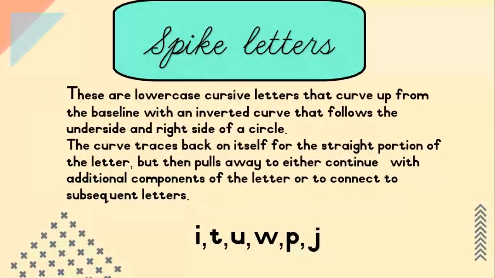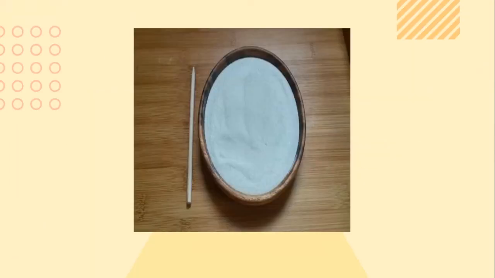Next we have the spike letters. So these are the lowercase letters that curve up from the baseline with that inverted curve that you've already taught them. So this is I, T, U, W, P, and a J. This is really nice to use in a sand tray, so you can get them to copy the letters in a sand tray. This is using fine sand, but it could be salt or coarse sand or even colored sand.